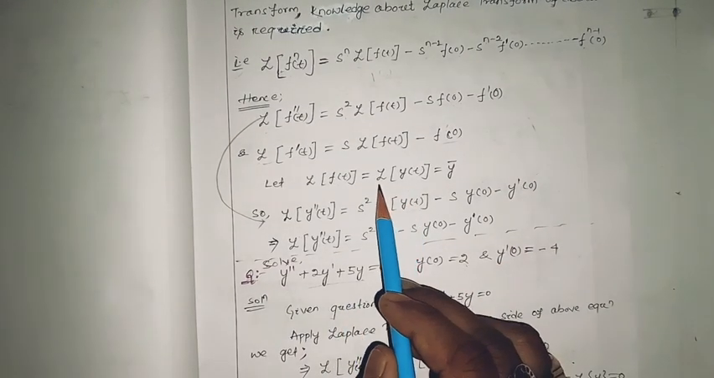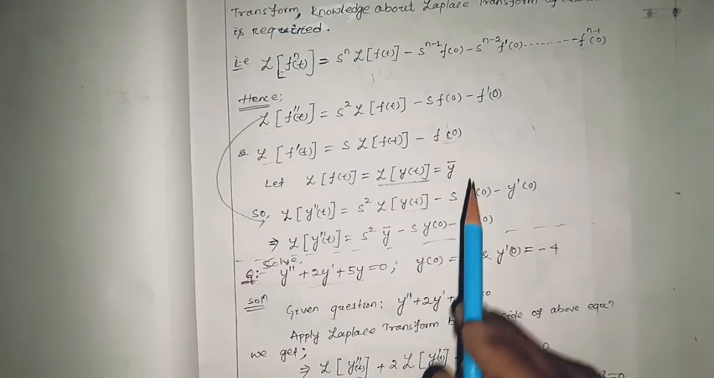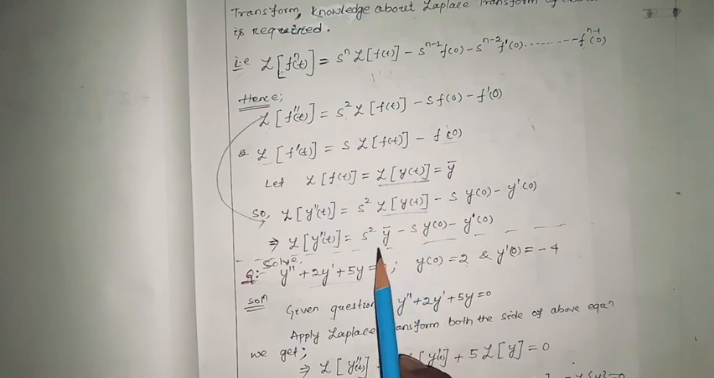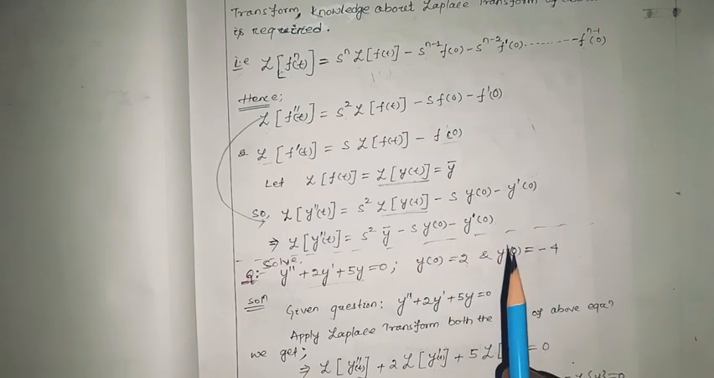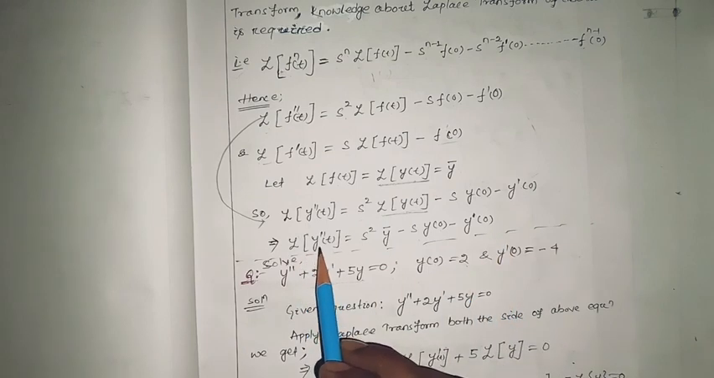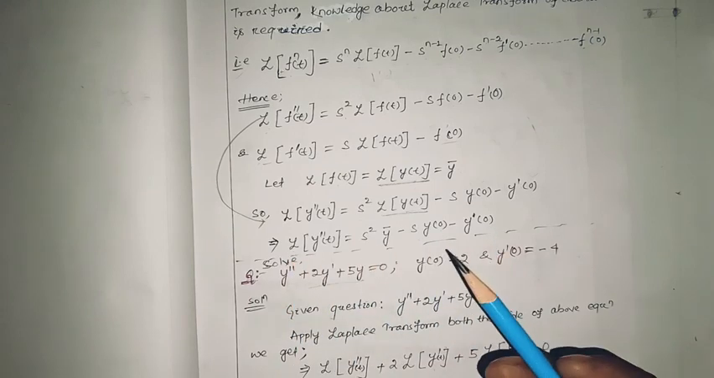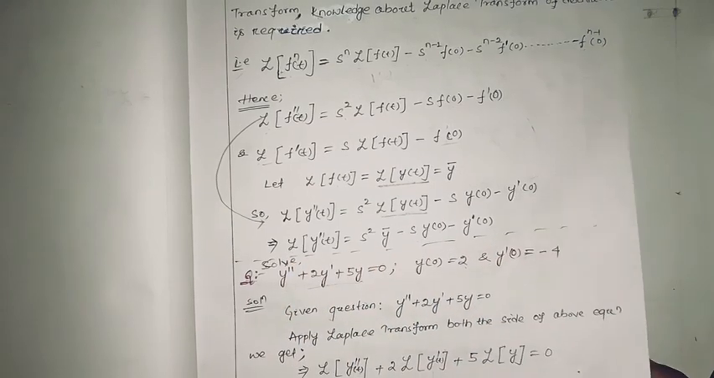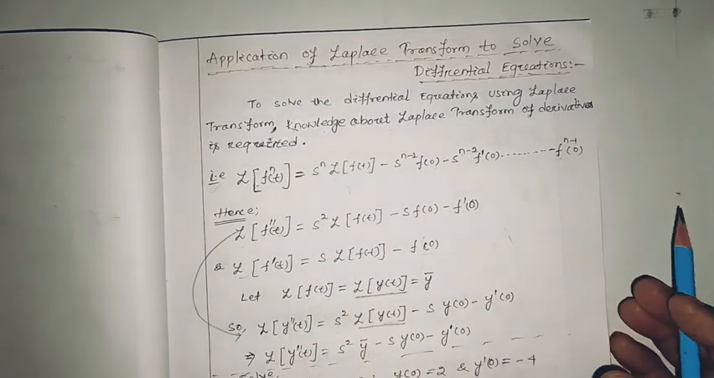So if the Laplace transform of y(t) is equal to y bar, then this will be written as s square y bar minus s y(0), that means y at t equal to 0, minus y dash at t equal to 0. So any second derivative of a function and the corresponding Laplace transform will be this. Likewise, for the third derivative, n equal to 3, we can write the terms similarly.